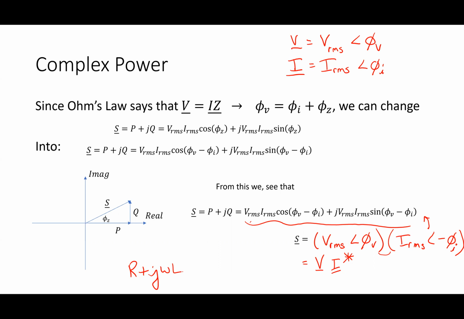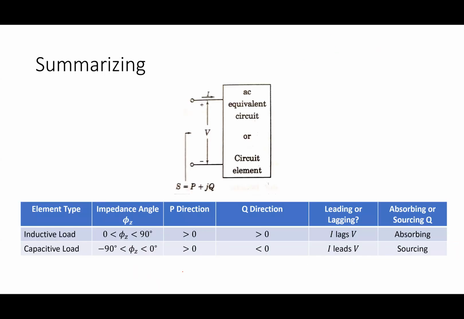It's always going to be positive, so it's never going to go below 0, but it's also never going to go above 90. Similarly, for a capacitive load, it's always going to be negative, and it's never going to go below negative 90. So when I say an inductive load, what I mean is R plus j omega L. And if it's capacitive, it's R plus 1 over j omega C, like that.